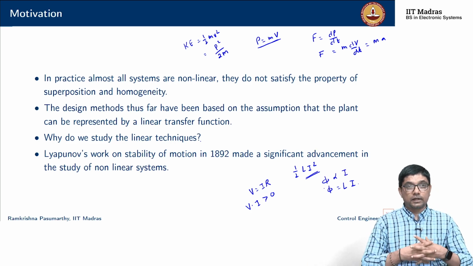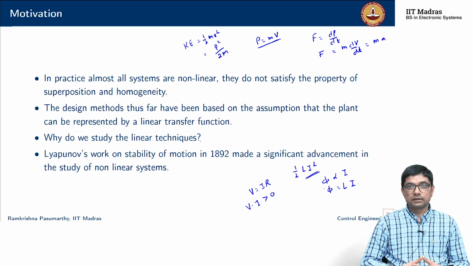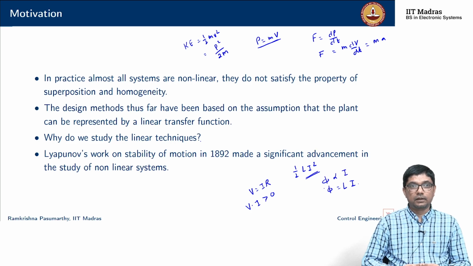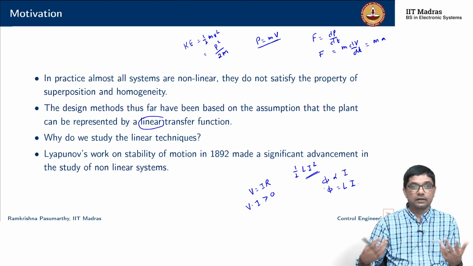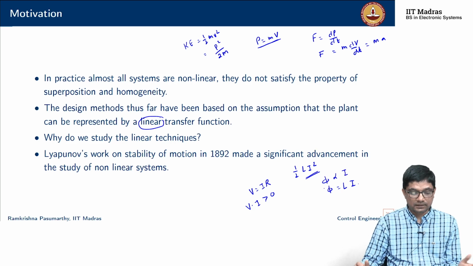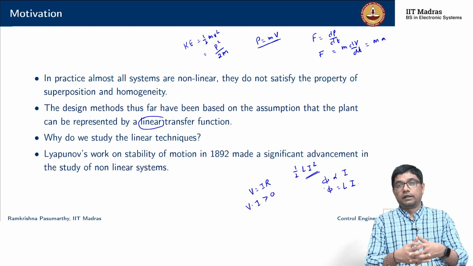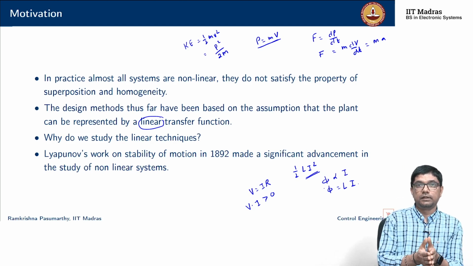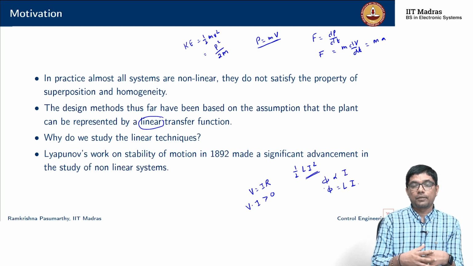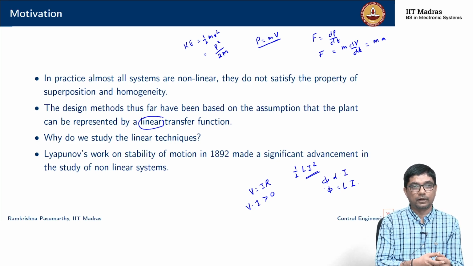So the assumption so far we have made is that the plant can be represented by a linear transfer function. Of course, there is a kind of redundancy here, since a transfer function is essentially linear. And why do we study these linear techniques? How do we ignore the entire world of nonlinear systems and say, well, I am happy doing linear systems theory? What happens if a nonlinear system knocks at my door?